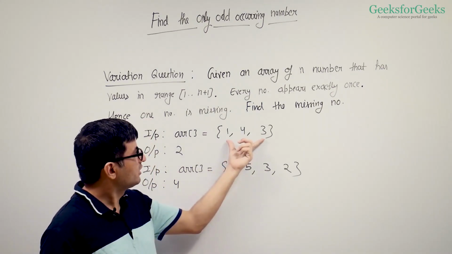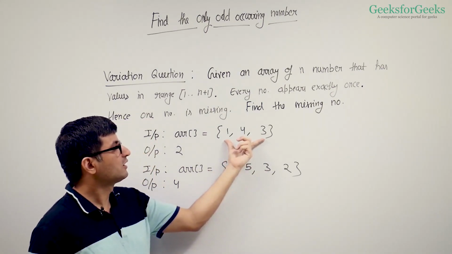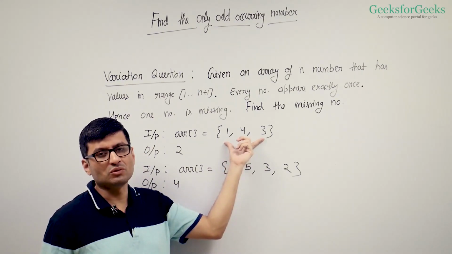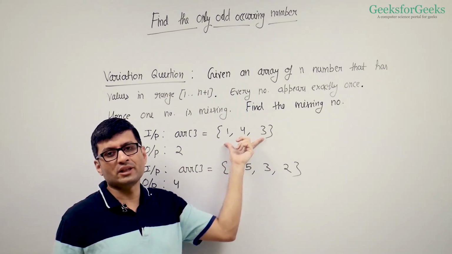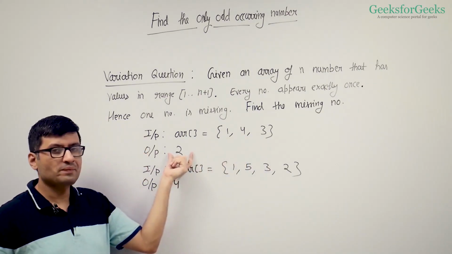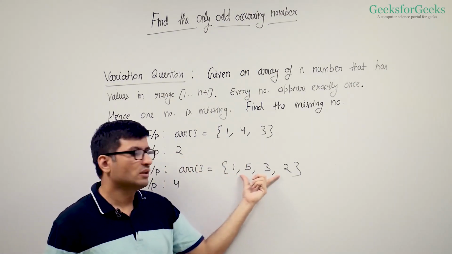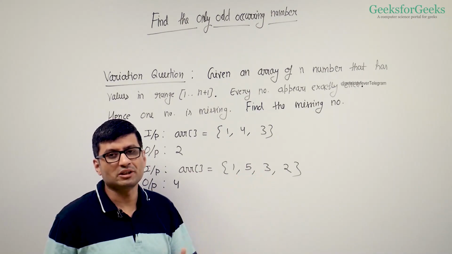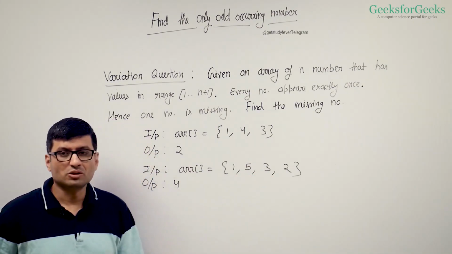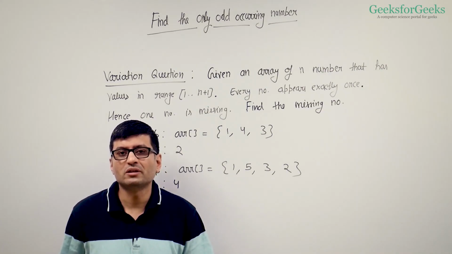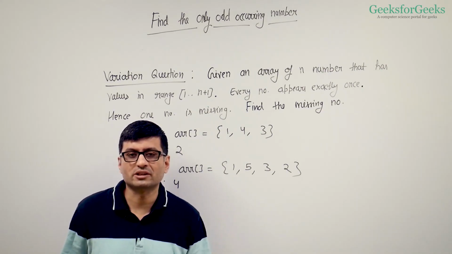If you see this array, you have range as 1 to 4, size of array is 3. So one number is missing in the range from 1 to 4. And we are given that every element in the array is distinct. So the missing number is 2. If you see this array, there is one number missing, which is 4. We need to find that missing number. So please try it yourself. A hint for the solution: it's the same method that we have just discussed.